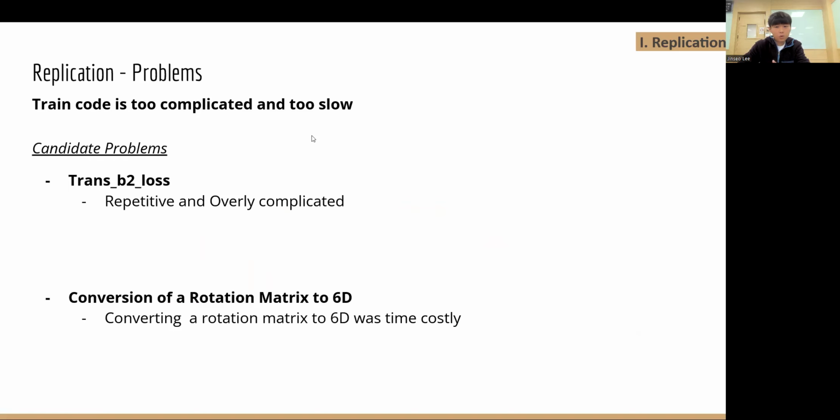However, we faced a problem while training with our code and dataset. The code was too complicated and took so much time. It took days to train only a small number of epochs. So we searched for some candidate problems, and we came up with two.